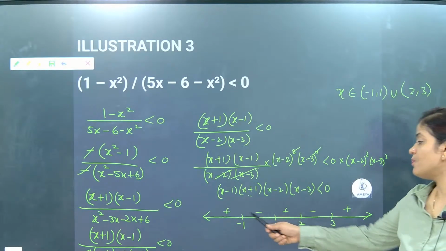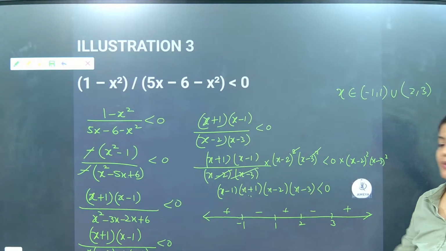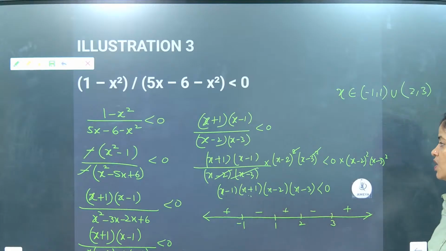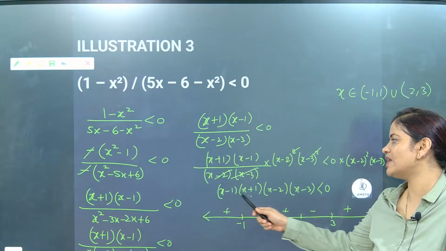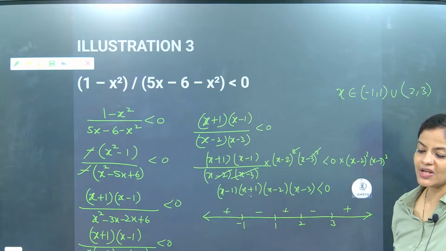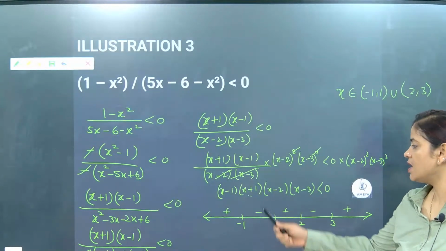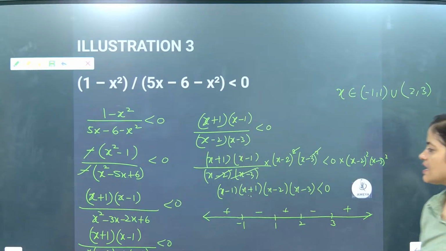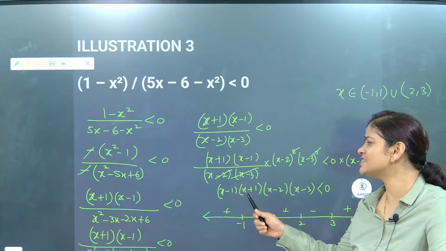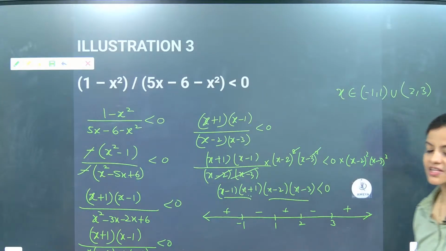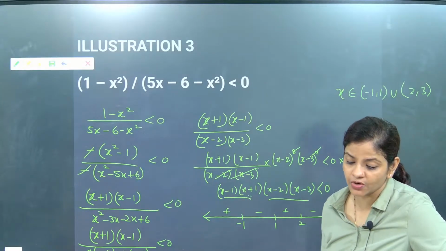So now here, in the negative region, any value you take, in between minus 1 and 1, you put 0. If you put 0 everywhere, minus into minus will become plus. Here it is exactly 0. Here it is negative, because 0 minus 1 is minus 1. And the plus part, 0 plus 1, is coming as 1. This is negative and this is positive. So the overall answer is coming as less than 0.